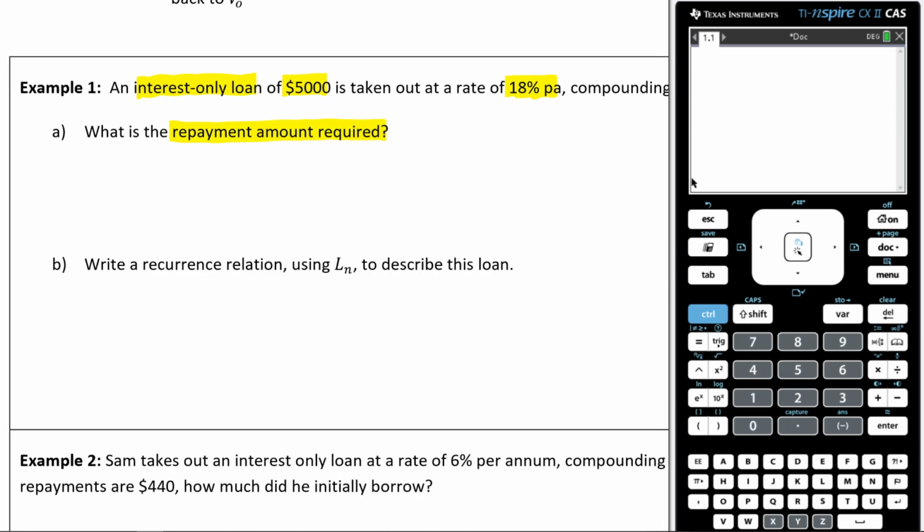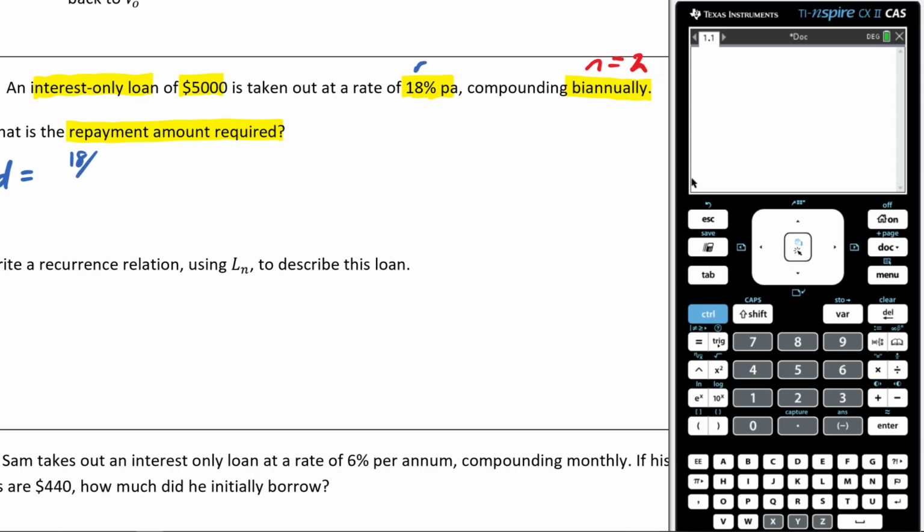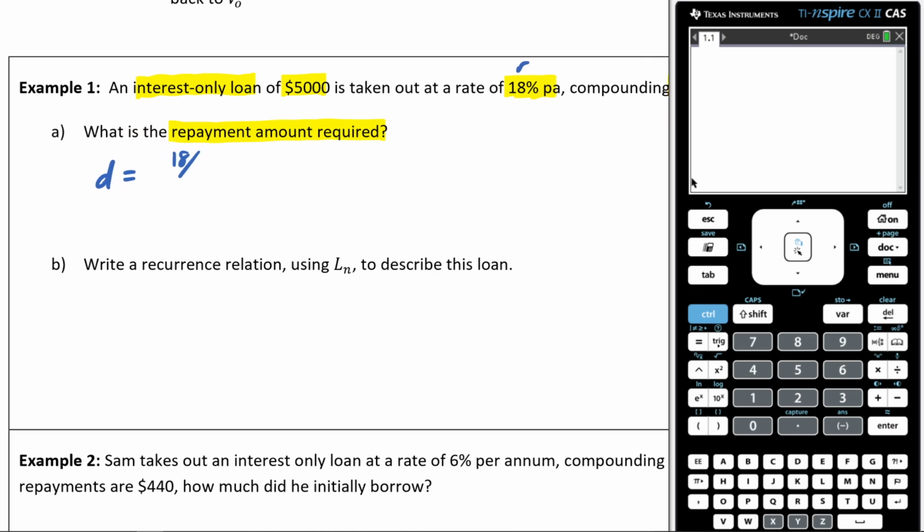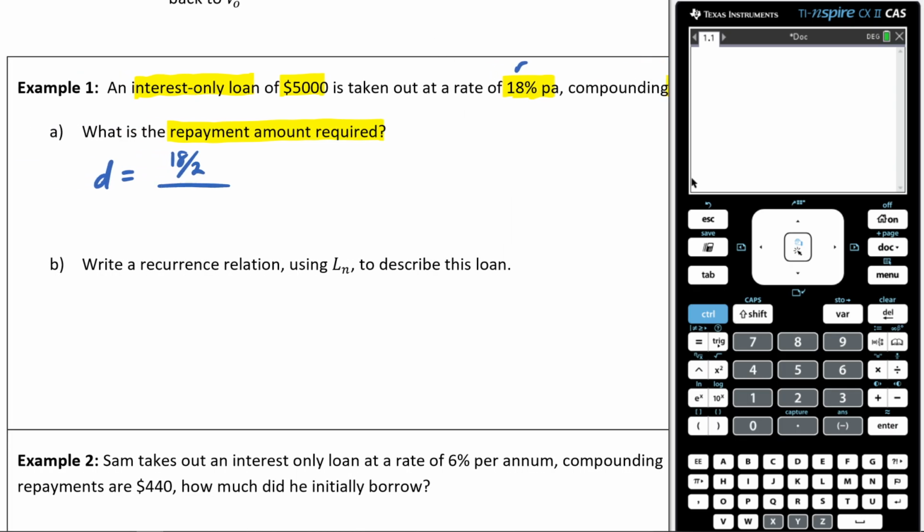I am going to grab a blue. So I'm going to say D is equal to, now my R here is going to be 18. Then I'm going to divide that by my N here, which is 2. Then I divide that by 100. Then I times it by my V of 0. This here is my V of 0, the initial amount that I take out, which is 5,000. That is what my formula tells me to do, so I just followed my formula there.